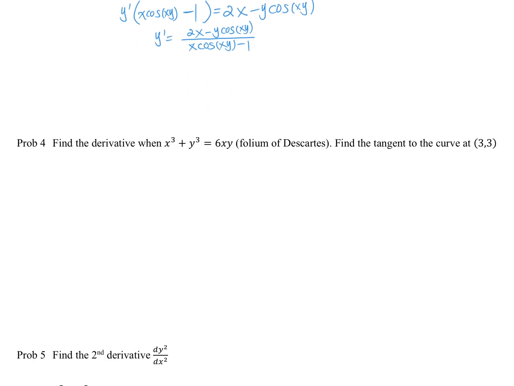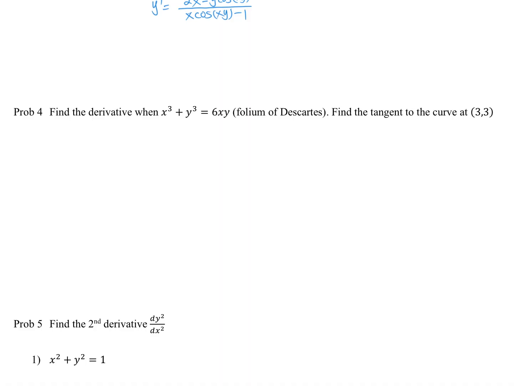Okay, let's take a look at another example. Earlier we introduced x cubed plus y cubed equals 6xy. This is the folium of Descartes. If you use Desmos to graph this equation, just type in this equation in Desmos, and this graph looks like a beautiful graph. It's something like this.